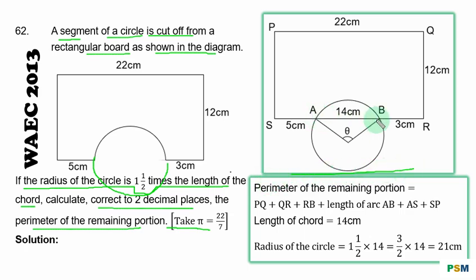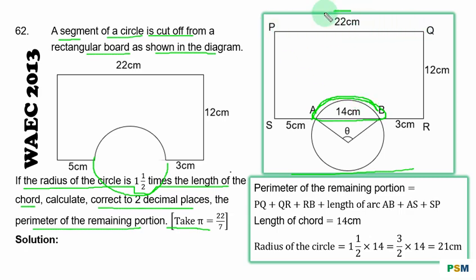So AB is a chord. From A to B in this form is an arc. So the area bounded by the chord and an arc is the segment. So this is the segment.